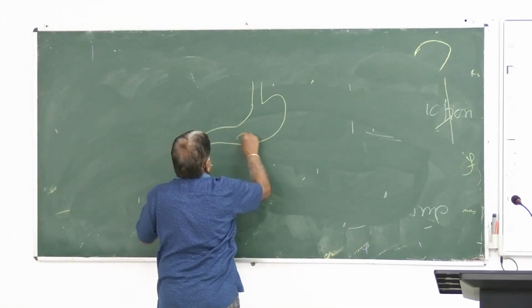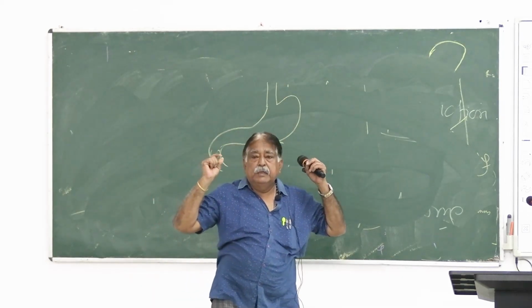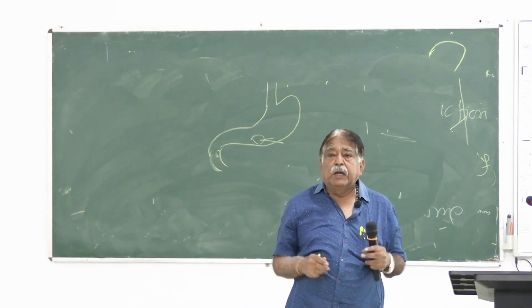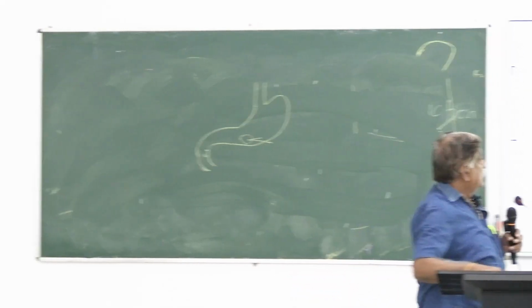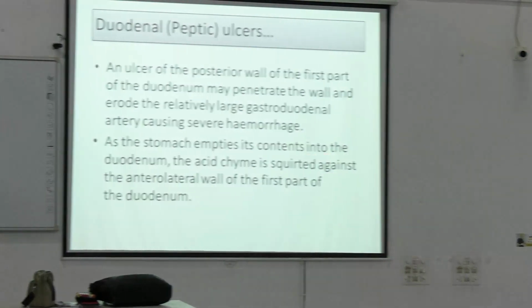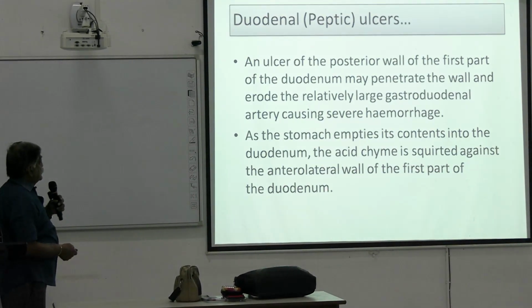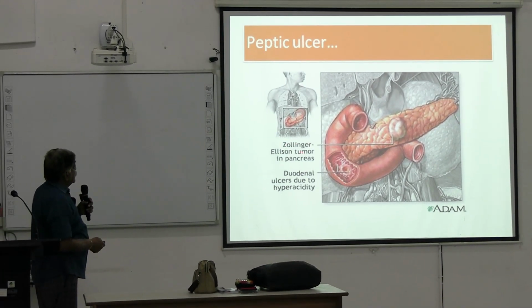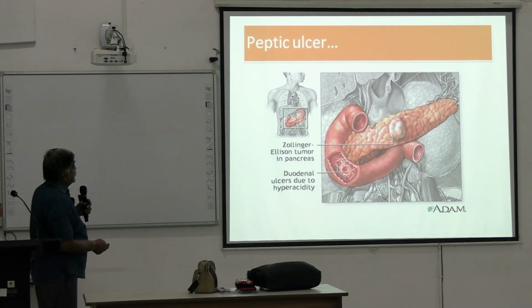Now, you won't be cutting on the stomach directly. And you see, the surgeon will try to repair. Now, as the stomach empties its contents into the duodenum, the acid chyme is squirted against the anterior wall of the first part of the duodenum. Next. Now you see peptic ulcer, Zollinger-Ellison tumor in the pancreas, and this is the duodenal ulcer due to hyperacidity.